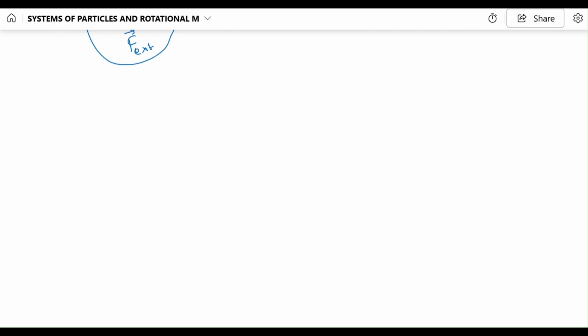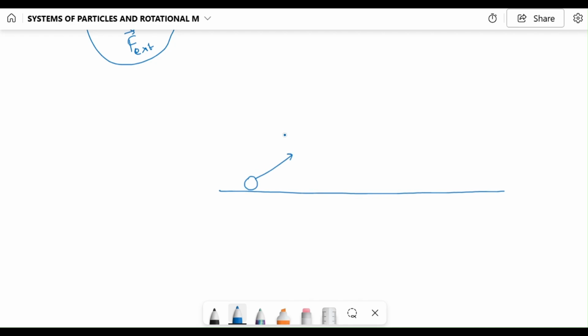Let's say we have thrown a projectile here. So let's say this is a projectile which has been thrown at some initial velocity u, making some angle here, and let's say acceleration due to gravity is here. Now, what are you expecting to be its path? It should follow this parabolic path.